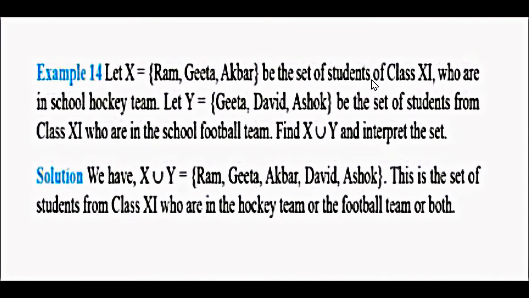Say in your class 11th, Ram, Geeta and Akbar correspond to set X, comprising the school hockey team, while Y, that is Geeta, David and Ashok, from your class only, comprise the school football team. When you want a union of these, you place all these three, and when adding Geeta, David, Ashok, you see that Geeta is already there. So you just need to add David and Ashok and you find X union Y. This is how you find the union.